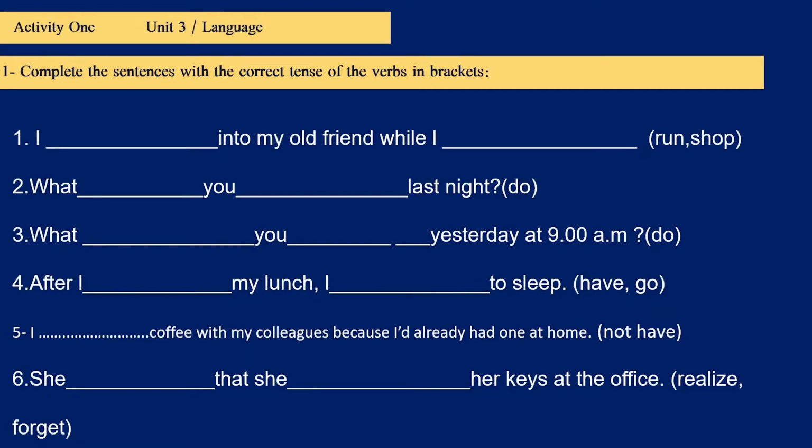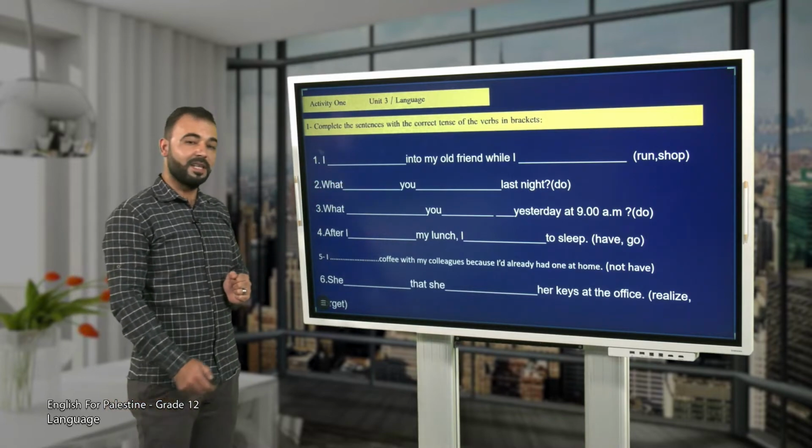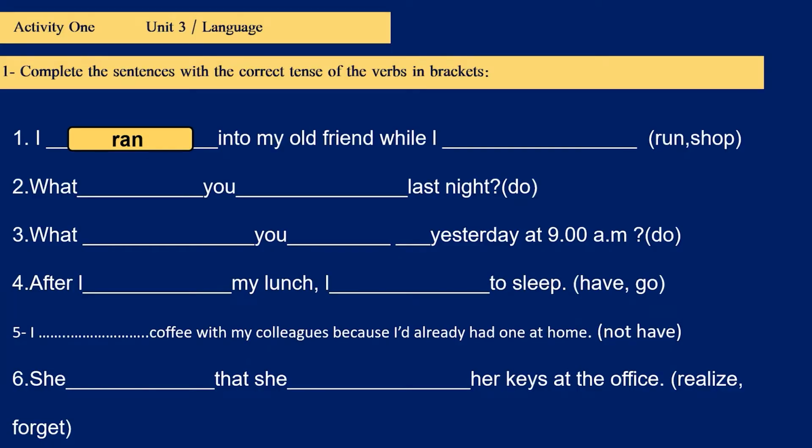I into my old friend while I. Here we have 2 spaces, 2 blanks. And we have here 2 verbs, run and shop. Have you found the correct answers for these blanks? Let's see. I ran into my old friend while I was shopping. So, ran is what? A short action. Was shopping is the long action. And pay attention to the word while.